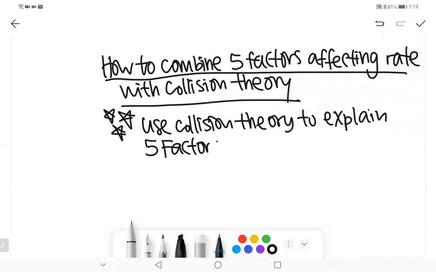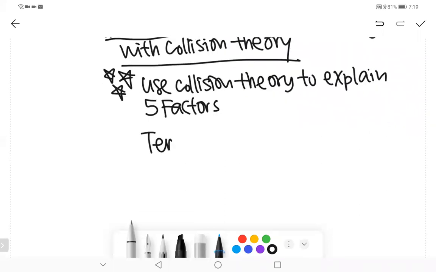Because just now we know, for example, temperature increases, rate increases. We know the temperature is higher, the reaction is faster. We know that. But why? Why is the reaction faster when the temperature is higher? We don't know the why. So we have to use collision theory to explain. That is the most important thing in this chapter.